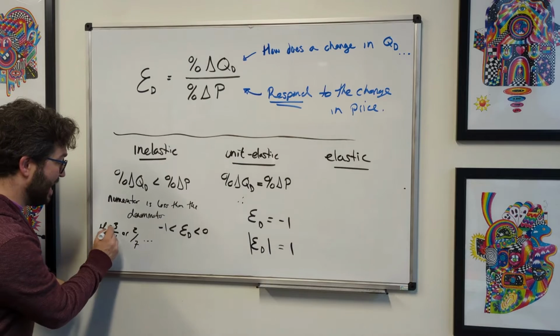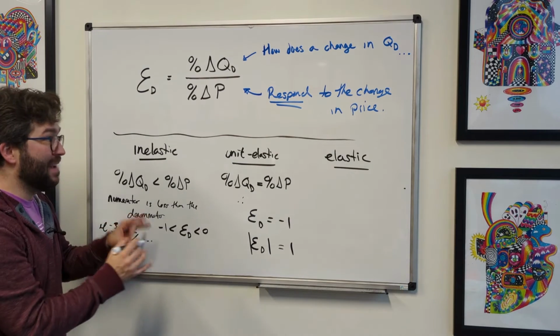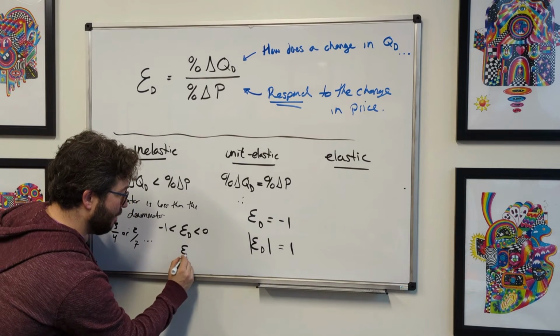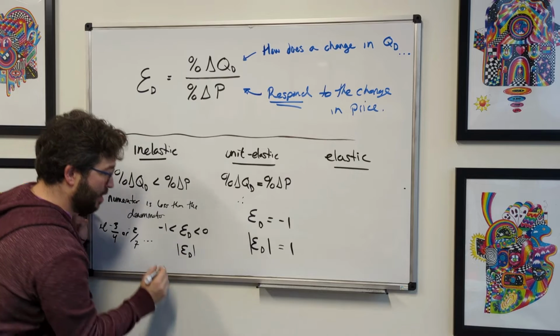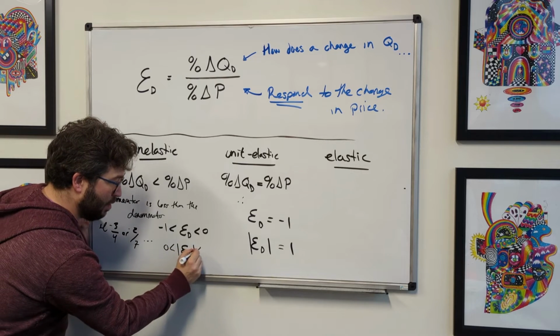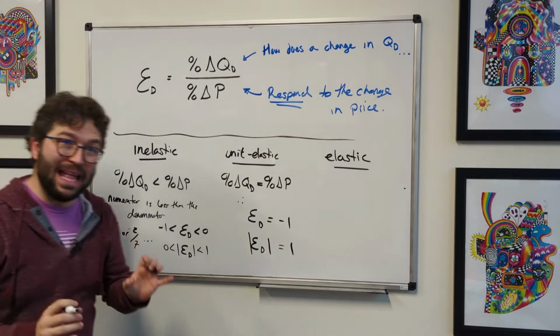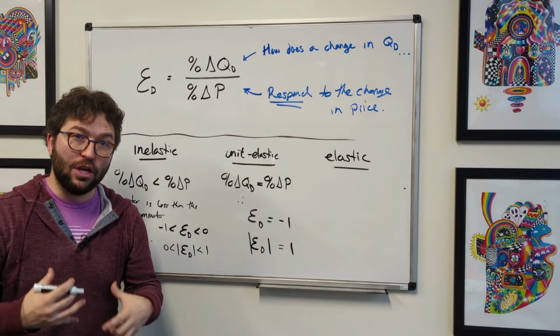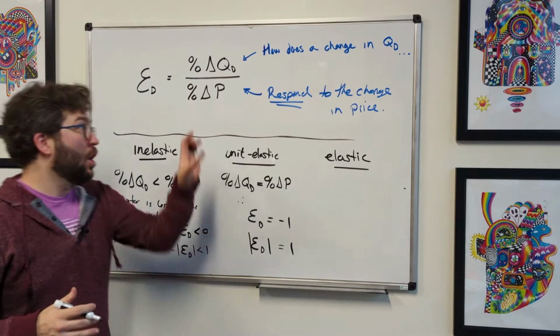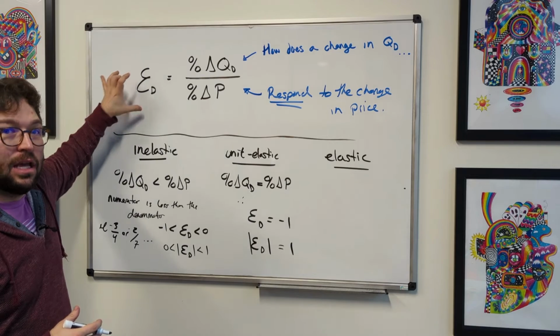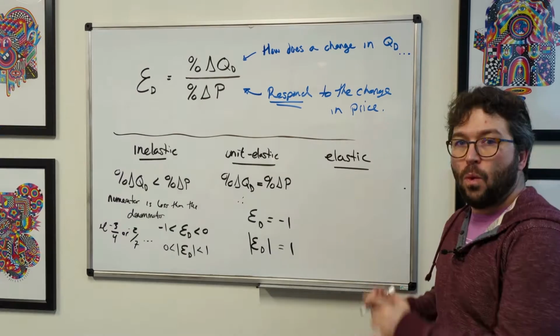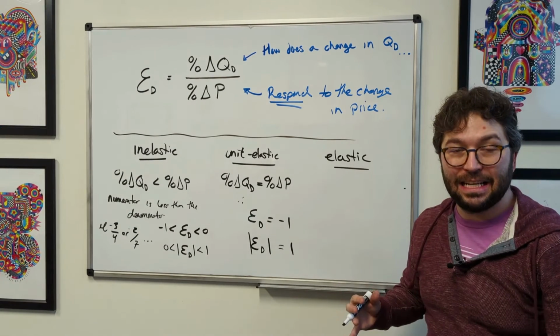Remember, these are negative if we're doing just the value. And if we are looking at the absolute value, then it's going to be between 0 and +1. Again, that depends on how your instructor and your textbook and your curriculum goes after and teaches the price elasticity of demand. What about a relatively elastic good?